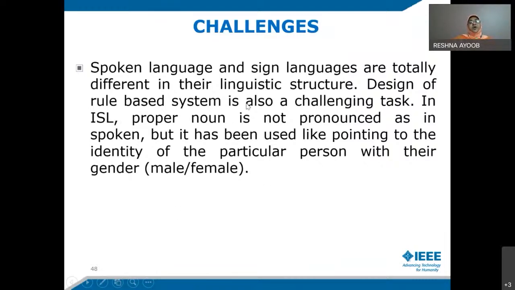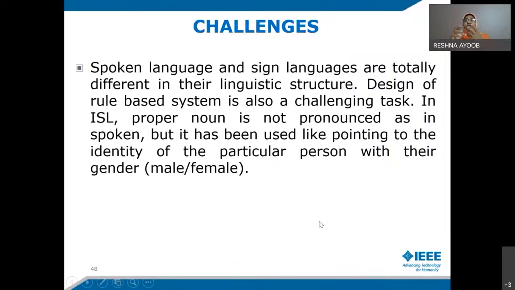And another thing, the spoken language. Spoken language usually consists of a structure in sentences. There will be some grammar and all. In spoken language, we are starting from the noun and moving like that. So the spoken language and sign language are totally different in their linguistic structure. So design of a rule-based system is also a challenging task.